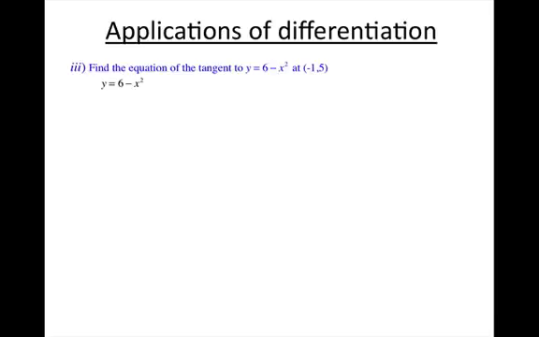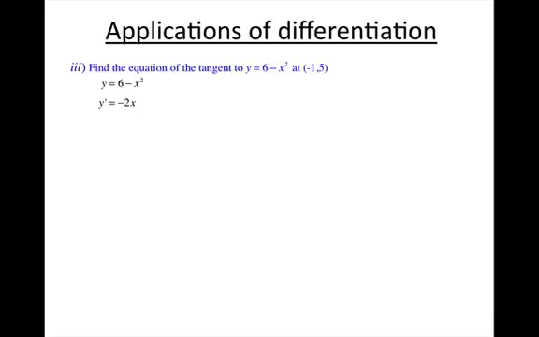Our y equals 6 minus x squared. We know we first have to find the gradient of the tangent before we can find the equation. To find the gradient of the tangent, we know we've got to differentiate it. It's just nice vanilla differentiation. So it's minus 2x. That there is our family gradient, as we call it.